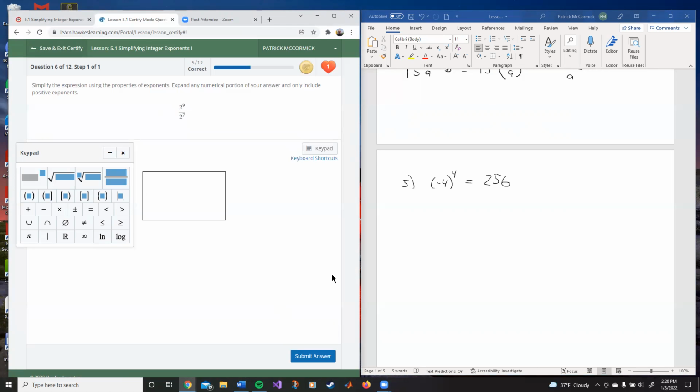All right, next problem. Okay, so this one, a little bit more, I'm getting excited here. So number 6, so we got 2 to the 9th over 2 to the 7th. They're like bases, so I can use my exponent rule. So this will be 2 to the 9 minus 7, which is 2 squared. But now notice it says expand any numerical portion. So 2 squared is equal to 4. If you put in 2 squared here, it'll count it wrong.